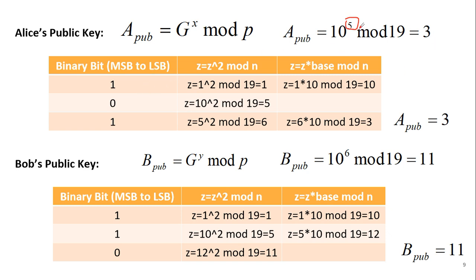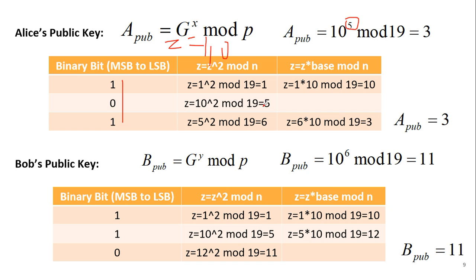So here for X, we represent X as binary. So binary for 5 is 101. We take from MSB to LSB. The operation is z equal to z square mod n. Initially z we take as 1. 1 square mod 19 is 1. Then z equal to z into base, which is 10. So 1 into 10. Now z becomes 1 into 10 mod 19, that is 10.